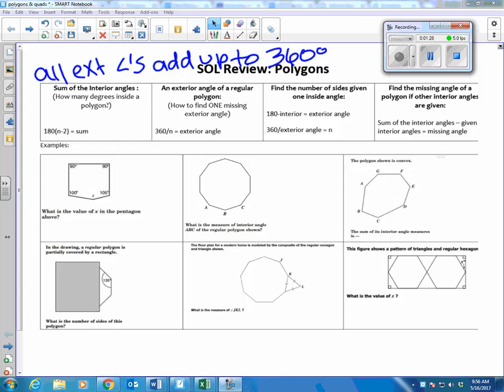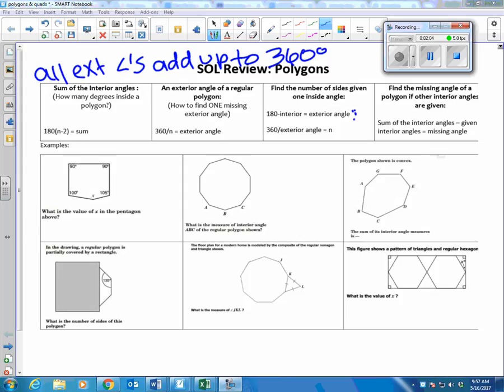All right, so now if you need to find the number of sides given one interior angle, what you want to do is find the exterior angle. And remember, in order to find an exterior angle if you're given an interior angle, you just do 180 minus the interior angle, because the interior angle and the exterior angle are a linear pair, okay? And then once you find the exterior angle, you're going to do 360 divided by the exterior angle, and that'll give you the number of sides, okay?